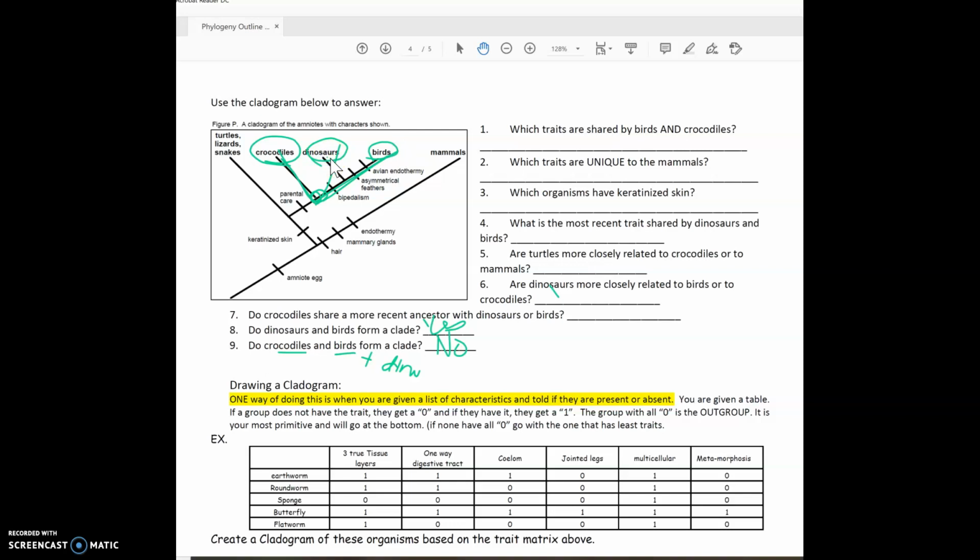So think of it as a branch. If I cut my branch here, it would be the ancestor and everything after this point. If I cut it here, it's everything after this point. If I cut it here, everything after this point. So that's how you would read whether something was a clade or not.